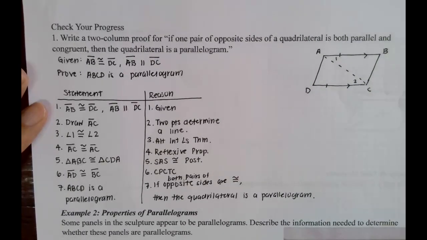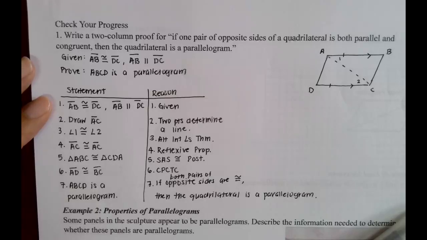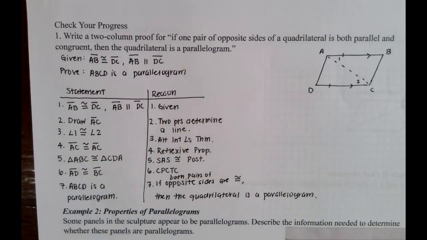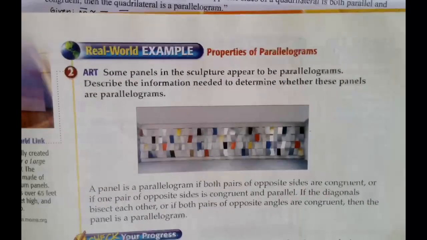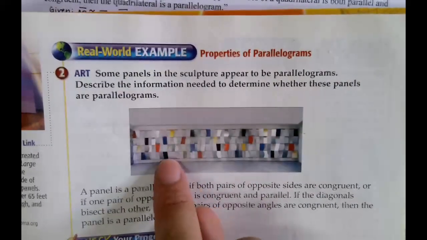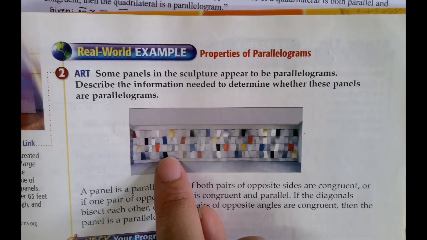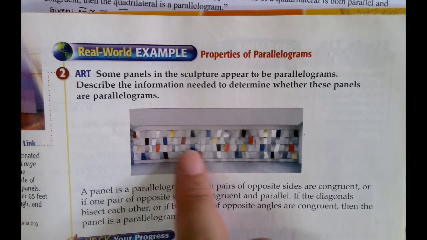Okay, then the next one is example 2. And then I'm going to just show it from the book, so I don't have to write it all out. So here, some panels in the sculpture appear to be parallelograms, right? Describe the information needed to determine whether these panels are parallelograms. So really, it's just what are the properties of a parallelogram that make them special, right?